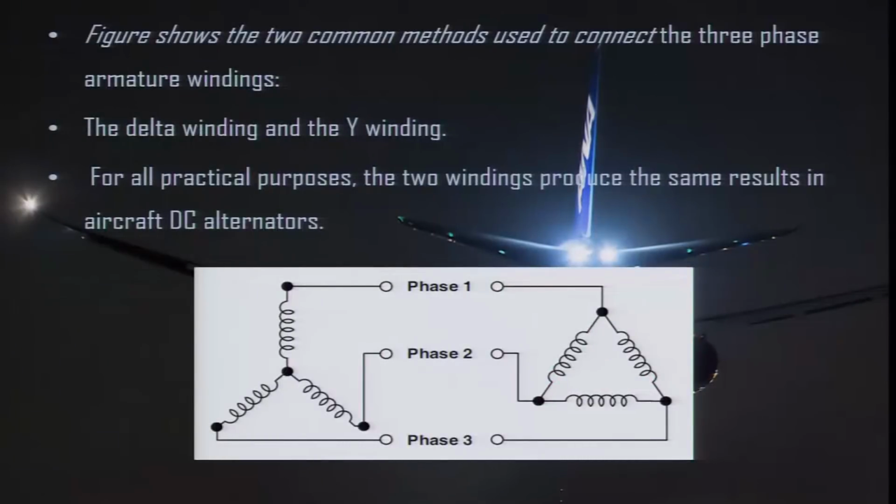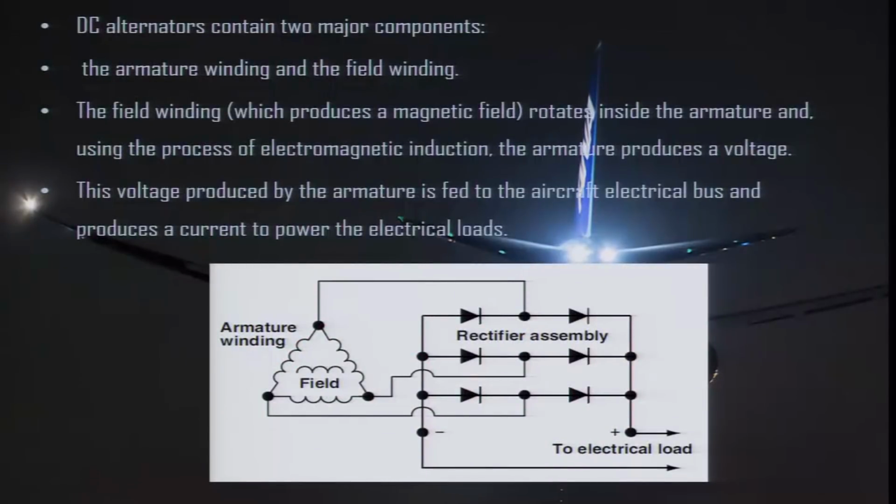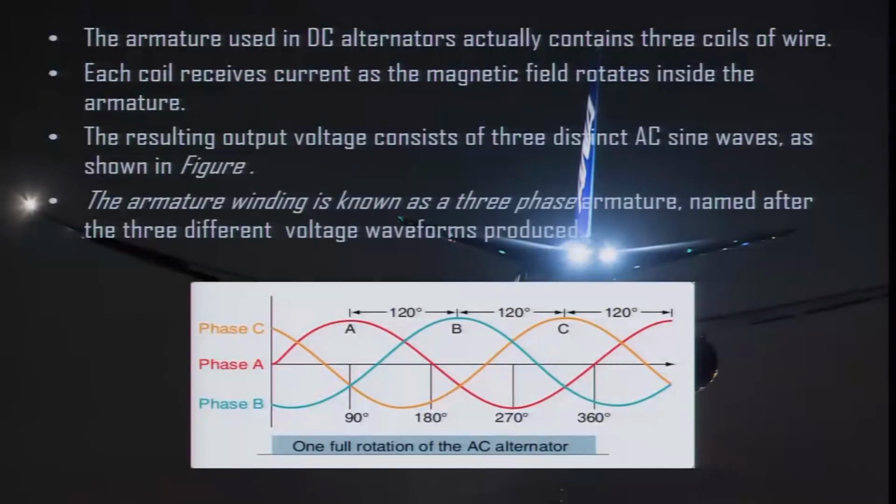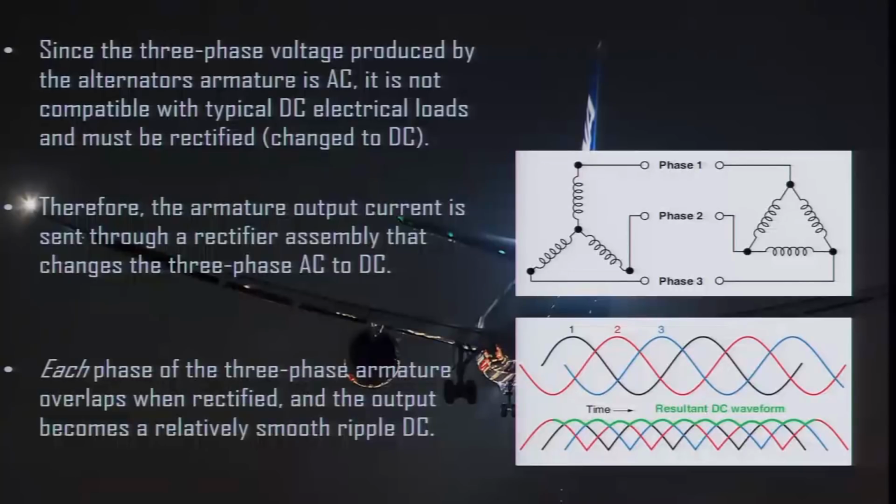In the previous diagram you can see a rectifier assembly shown. The AC current is passed through this rectifier and converted into DC. Each phase of the 3-phase armature overlaps when rectified, and the output becomes a relatively smooth ripple DC, as you can see in the bottom diagram.